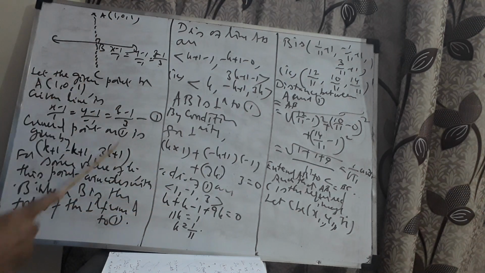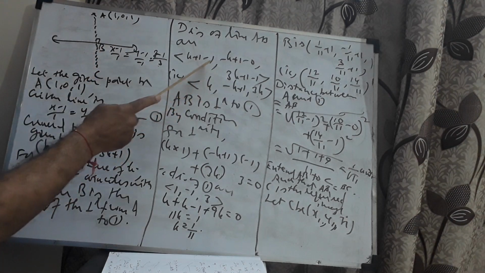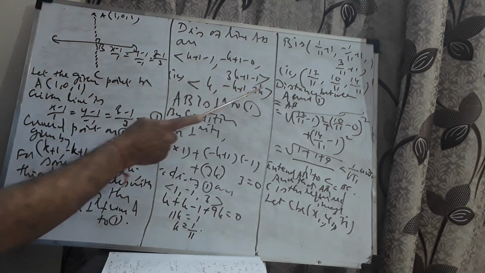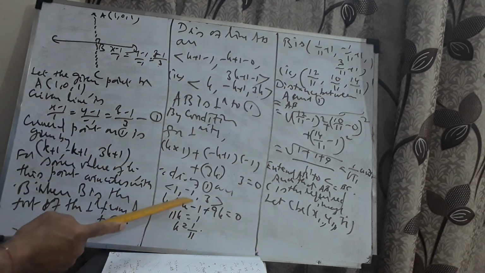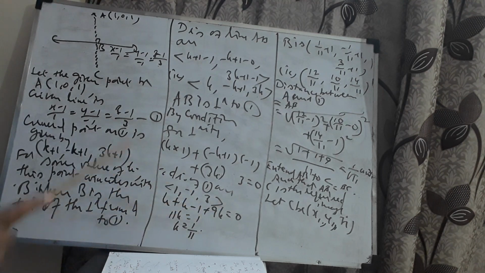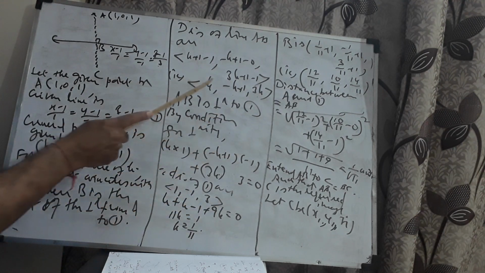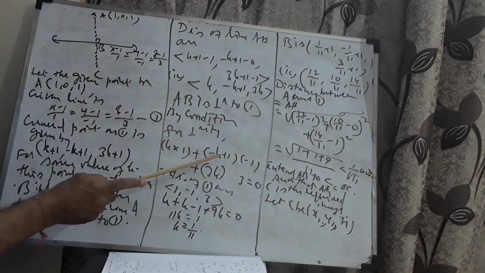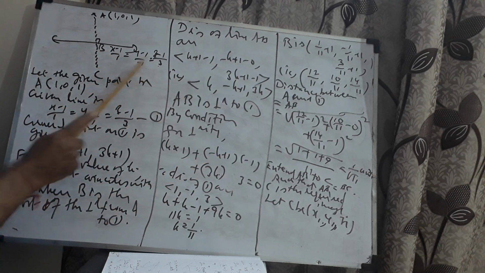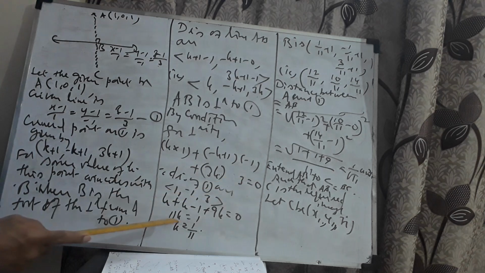K plus 1 minus 1, minus k plus 1 minus 0, 3k plus 1 minus 1. Here 1 gets cancelled, 1 gets cancelled. K minus k plus 1, 3k. DR of the given line is 1, minus 1, 3. Therefore, by the condition for perpendicularity, I get k into 1 plus minus k plus 1 into minus 1 plus 3k into 3 is equal to 0.